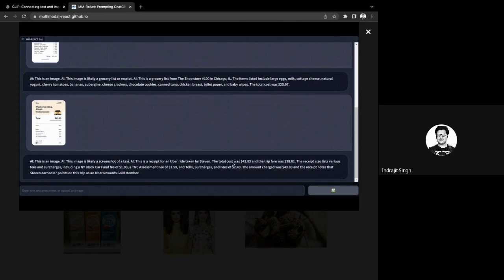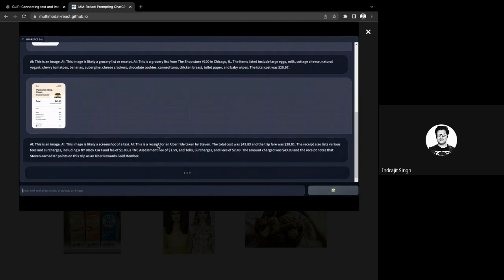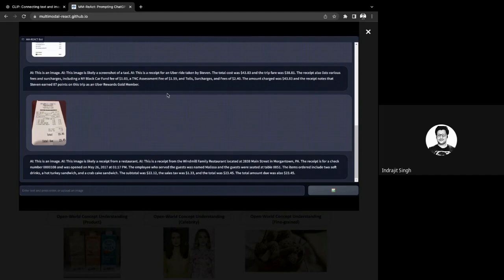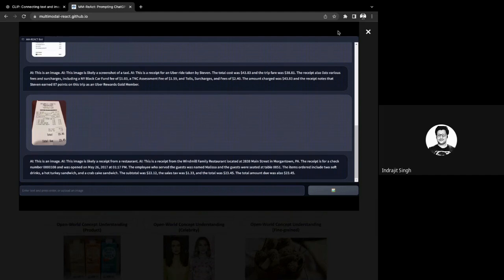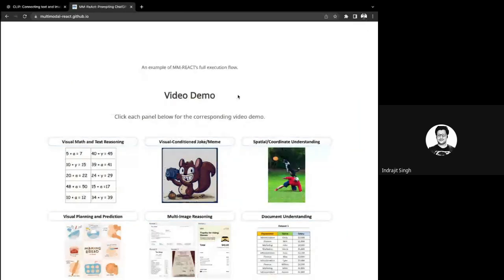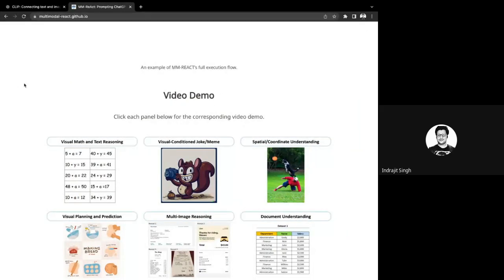The total cost of all these things are coming in multimodal, both text and image, and the description of that image. So that's one of the other aspects of looking into this different type of inputs that we can give.